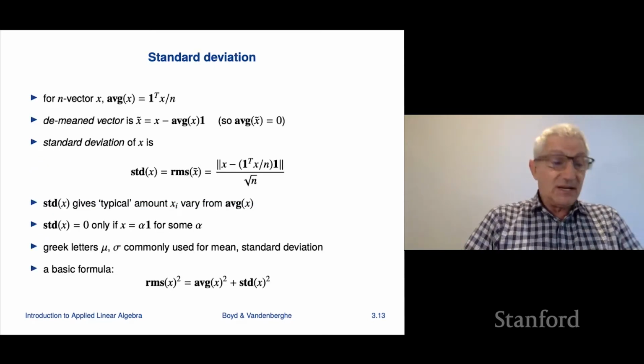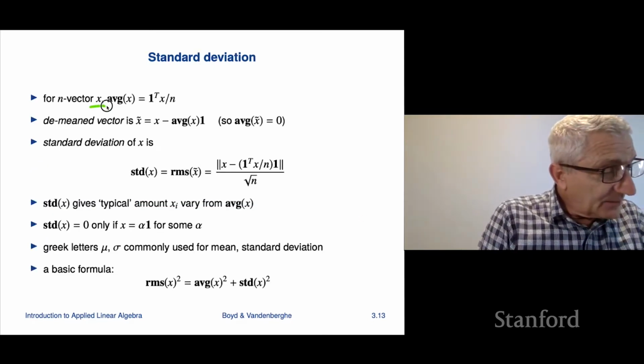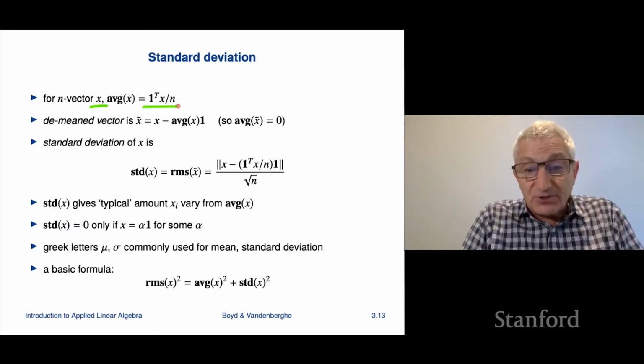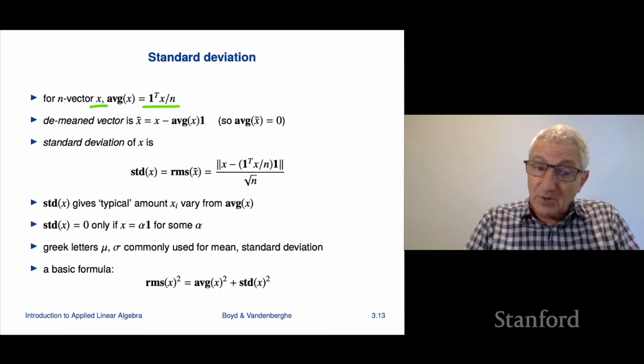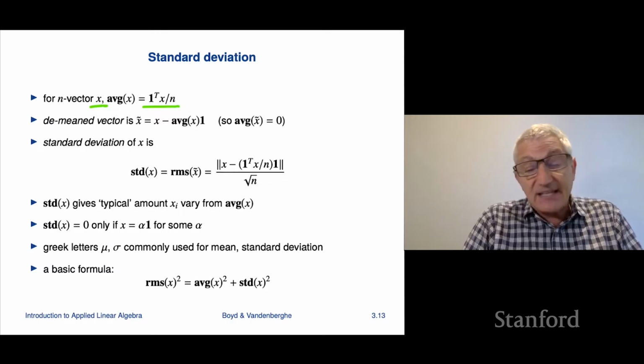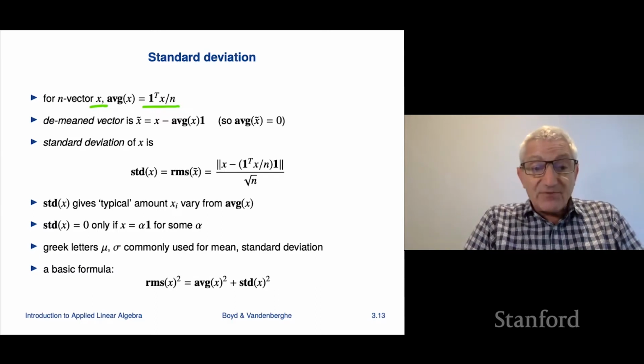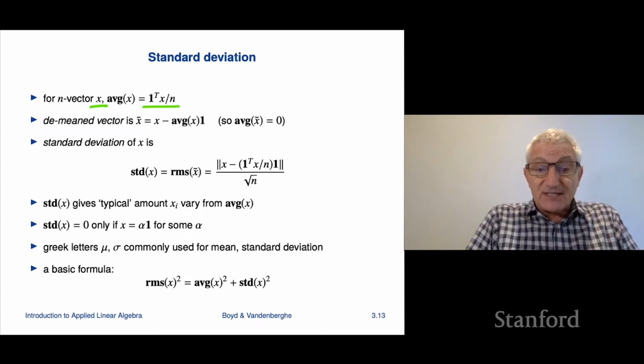Okay, so if I have a vector x, it's an n-vector. The average of the vector is the average of the entries. So it's 1 transpose x, sorry, inner product of 1 and x, which you now recognize as the sum of the entries in x, and then divided by n. So that's the average. It tells you what the average of the coefficients is.